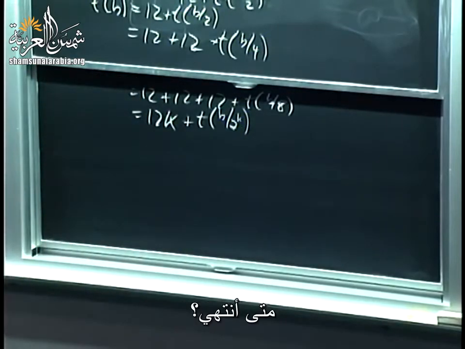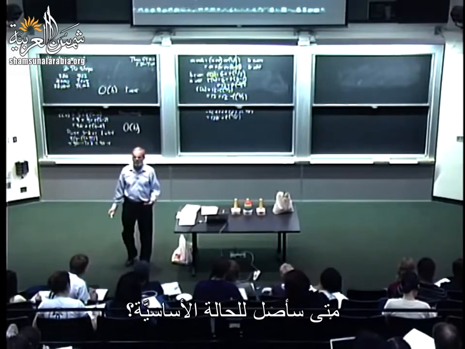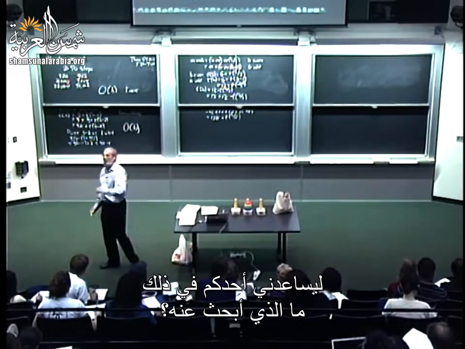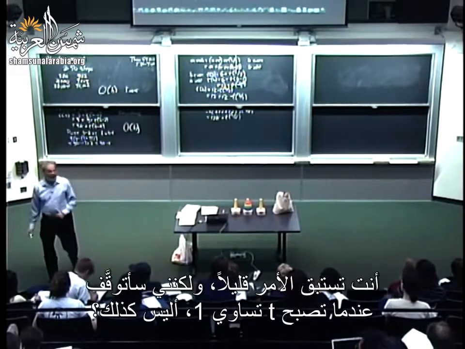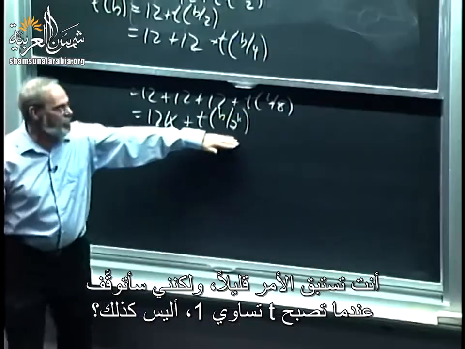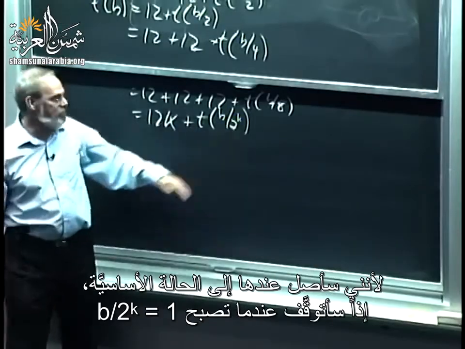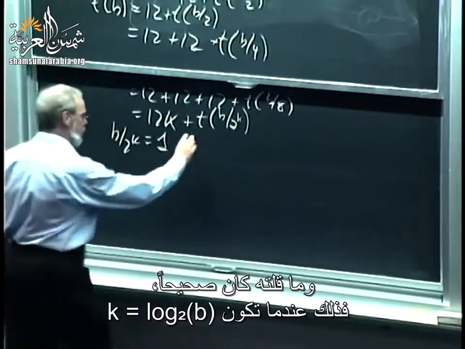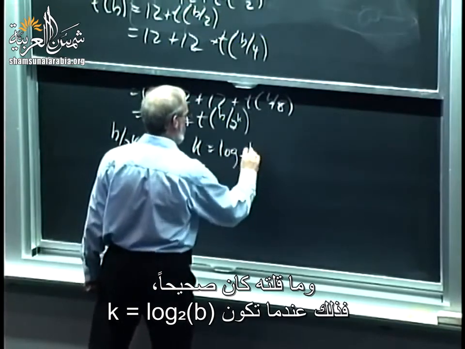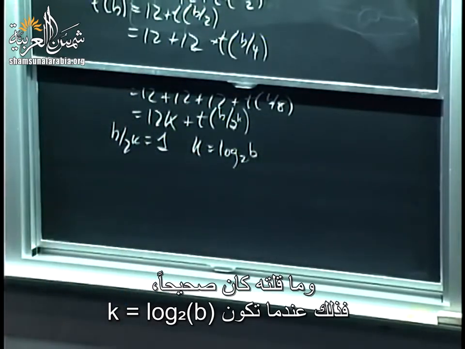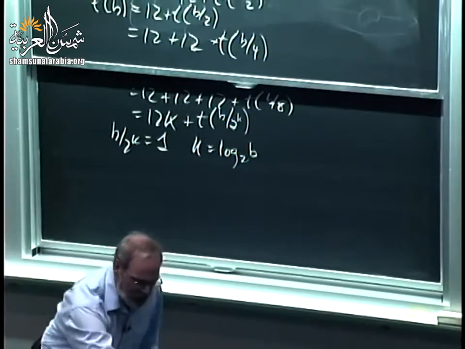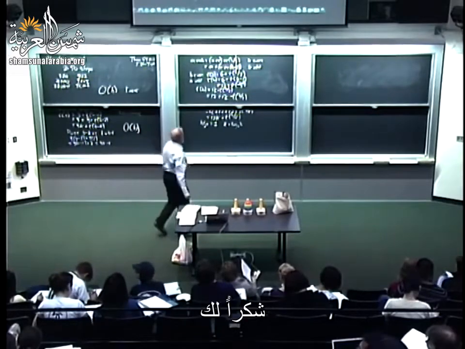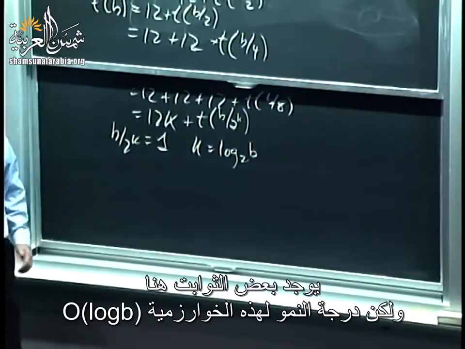When am I done? When do I get down to the base case? Somebody help me out. What am I looking for? Yeah, you're jumping slightly ahead of me, but basically I'm done when this is equal to 1, right? Because I get down to the base case. So I'm done when B over 2 to the K is equal to 1, and you're absolutely right. That's when K is log base 2 of B. You're sitting a long ways back. I have no idea if I make it this far or not. Thank you.